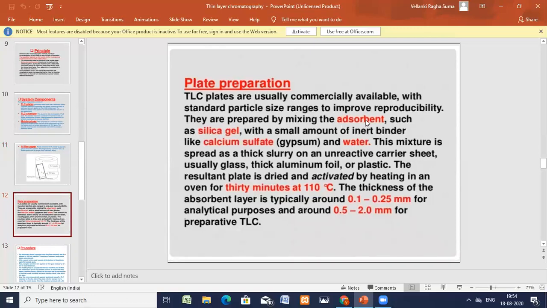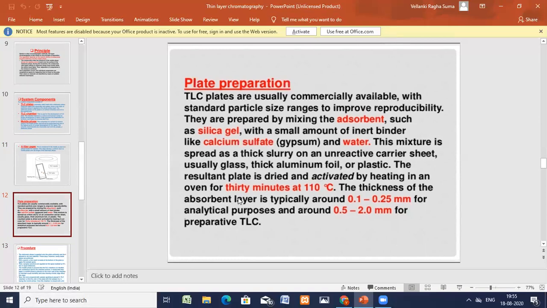They are prepared by mixing the adsorbent like silica gel or alumina with a small quantity of inert binder like calcium sulfate, gypsum, which is a good binder and acts as a binding for the glass plate, and water. Already commercially available ones will be taken. How it is prepared is they mix up the adsorbents such as silica gel, binding material, calcium sulfate, and water. Again, this is spread as a thin slurry on the unreactive carrier sheet.